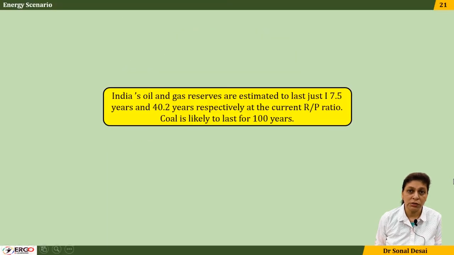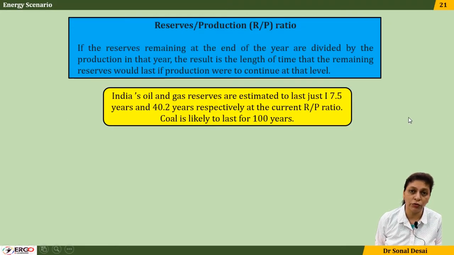When we talk about the reserves, or the amount of fuel reserved for any country, that is identified by one common term known as the R by P ratio, or reserve by production ratio. It indicates how much reserve remains at the end of the year, divided by the production in that year, and the result is the length of time the remaining reserve would last if production were to continue at the same rate. So, for example, if we have a total reserve available and we divide it by the per year coal production, then that ratio is the R by P ratio.